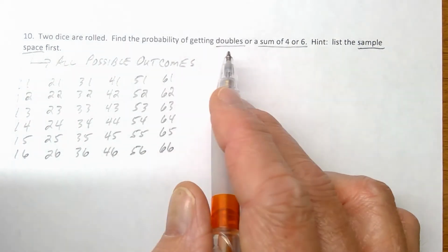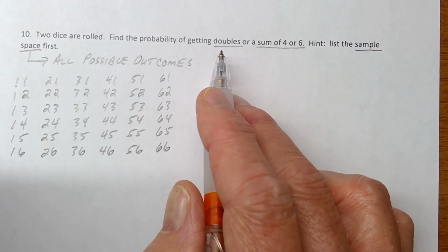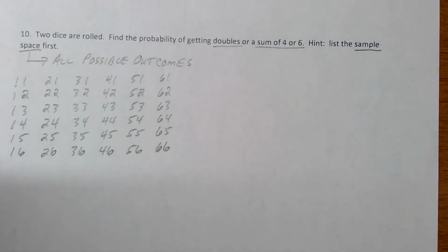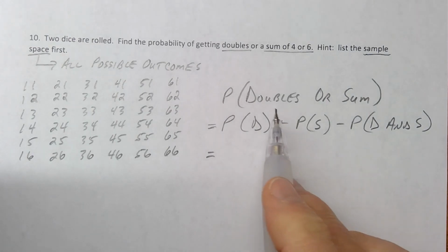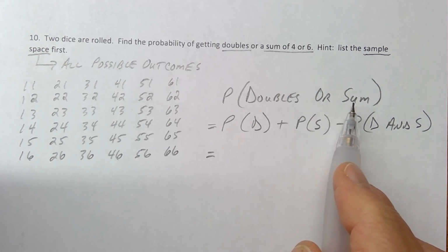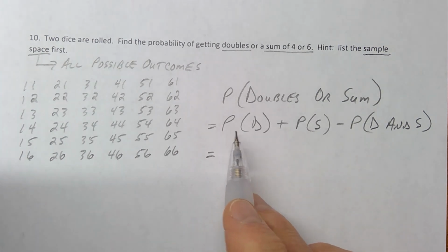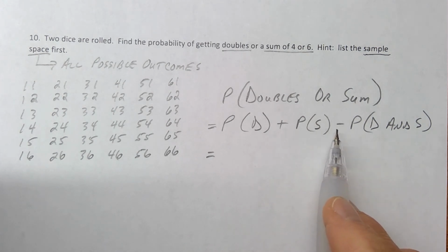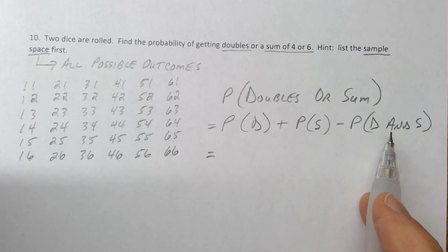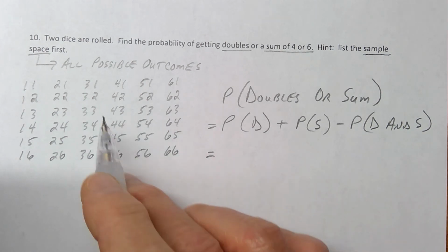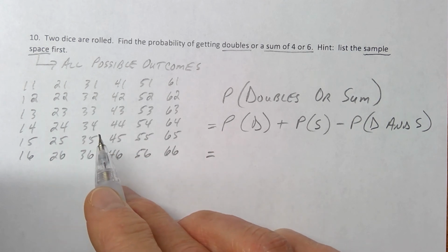All right, so now let's work through our probabilities here. I want the probability of doubles or this sum. So I win if I roll doubles or I roll the proper sum. Probability of rolling doubles plus the probability of rolling the correct sum, minus anybody that accidentally got counted twice, minus any doubles that are also the correct sum. Well, we're going to have to go through our sample space and figure this out.